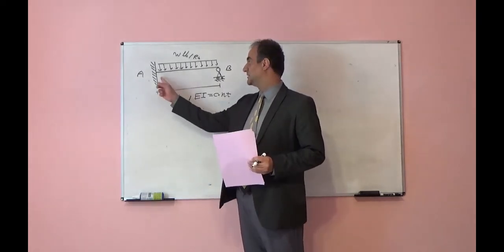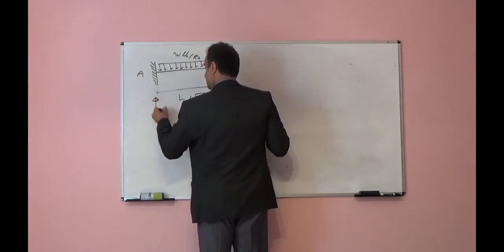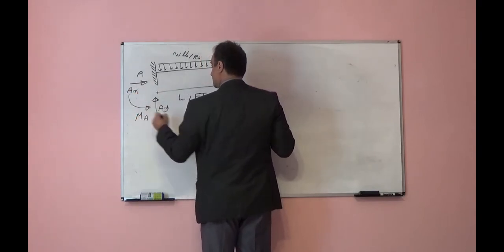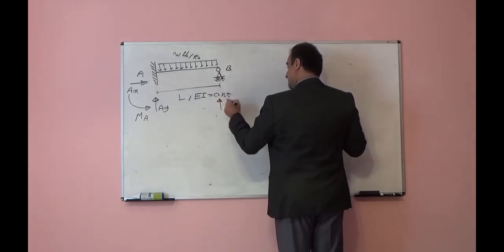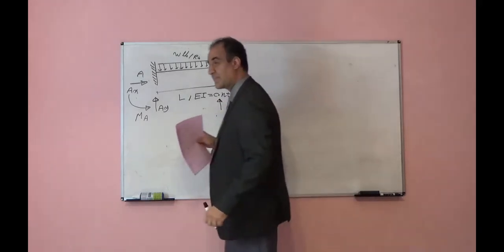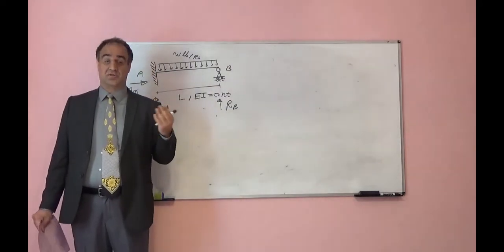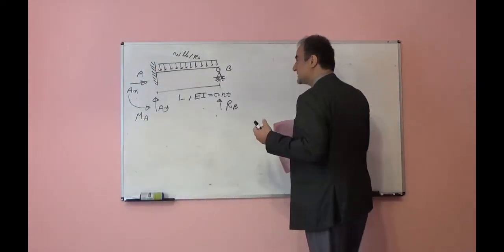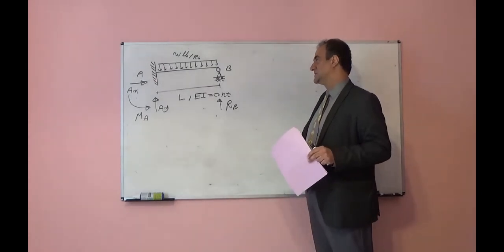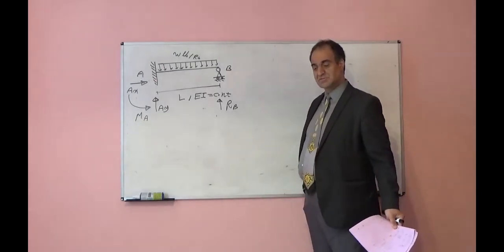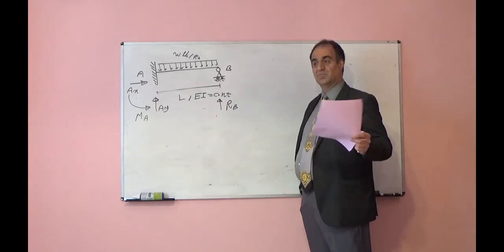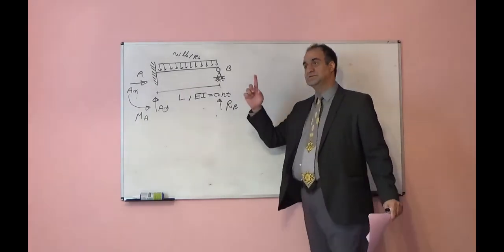Why? Because here we have 3 reactions: AY, AX, MA. One reaction we have here, RB or BY. Now, we have 4 reactions which are unknown. We have 3 equilibrium equations. Summation of force in horizontal direction is equal to 0. Summation of force in vertical direction is equal to 0. And summation of moment, for example, with respect to point B is equal to 0. 3 equations, 4 unknowns, we cannot find them. We have one more unknown than equations, so it is one degree indeterminate.